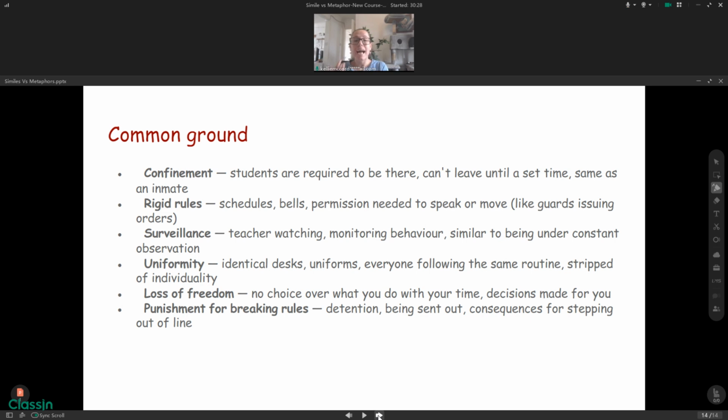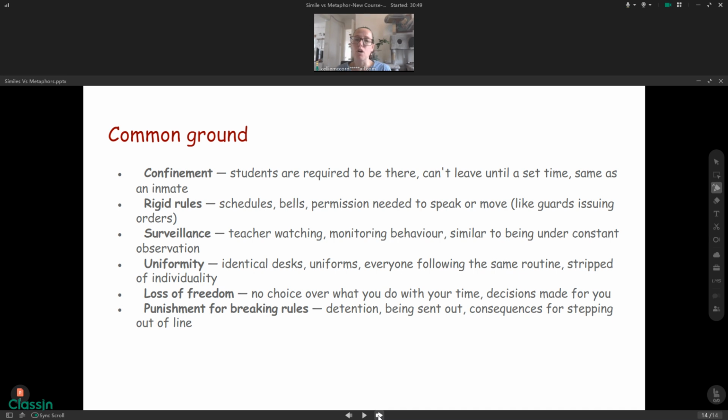And punishment for breaking the rules. So you might get a detention, you might get sent out of the classroom, your parents might be informed, and the same in prison. There are consequences if you step out of line. You might be detained, on your own. You might have some privileges taken off of you. So maybe no outdoor time or something like that, right? So this is the common ground.